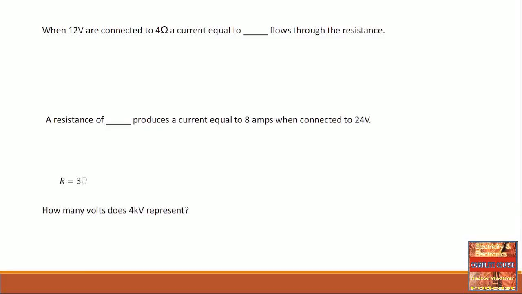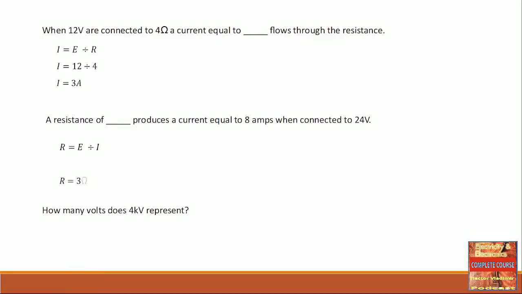When 12 volts are connected to 4 ohms, a current equal to blank flows through the resistance. For this we use the Ohm's law formula, again arranged as I equals E divided by R. That is, current equals voltage divided by resistance, and we get current equals 12 divided by 4. So current in this case is 3 amps.